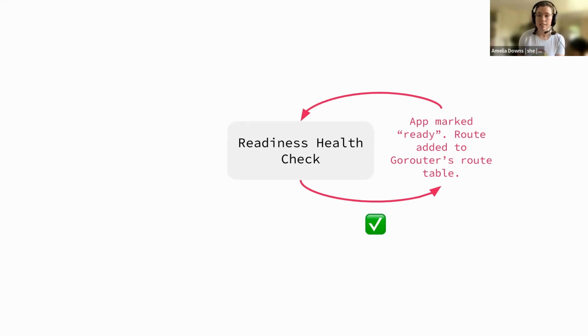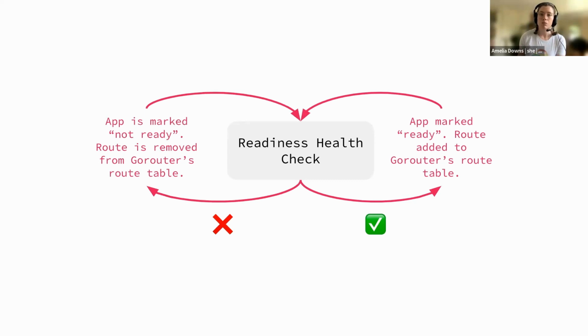But even when it succeeds, it never stops running this check. When the readiness health check fails, then the app is marked not ready, and the route is removed from the Gorouter's route table. This means end users will not be able to access the app. But crucially, the app is not stopped. And the readiness health check will keep running and will mark the app as ready once the health check passes again.